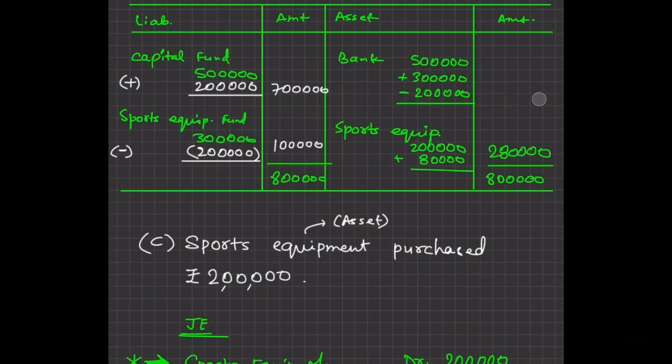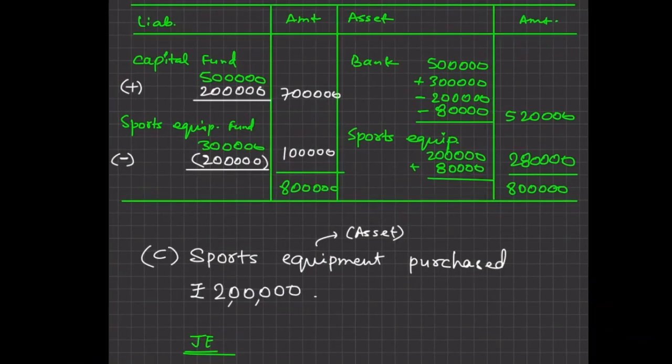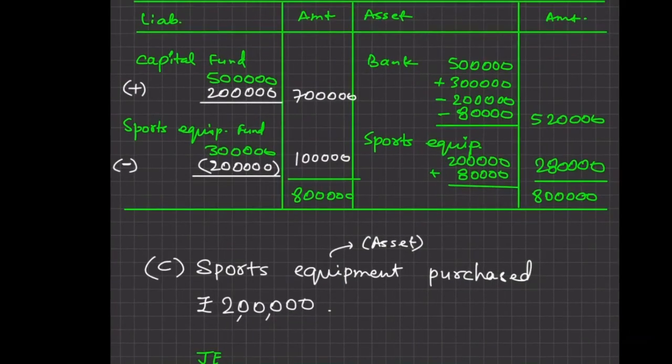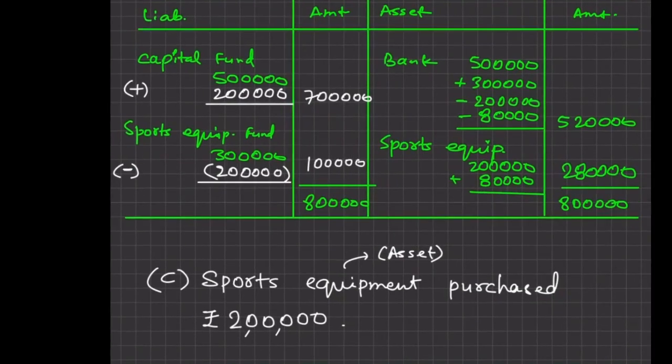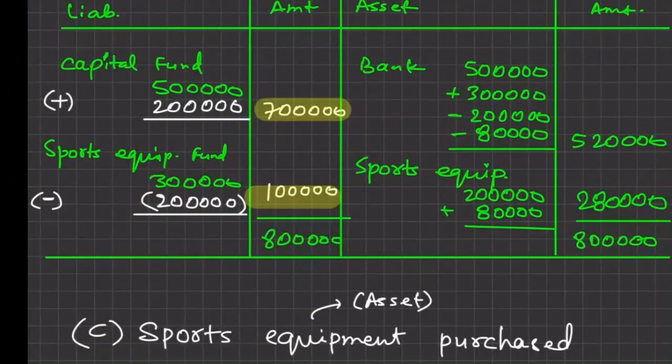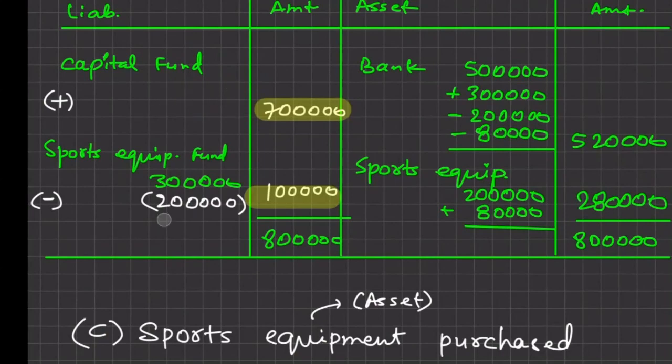Your bank account, as you have paid 80,000, so a further 80,000 will be deducted from here. So this would be 5,20,000 over here. On the credit side of your balance sheet, right now the remaining balance was 1 lakh here and 7 lakh here. I'm just rubbing the previous figures from the inner column and writing the new figures in the inner column.